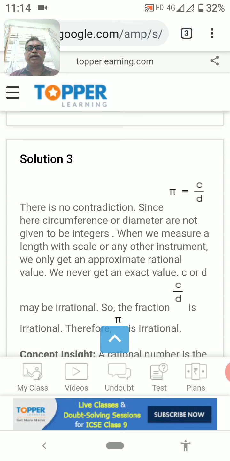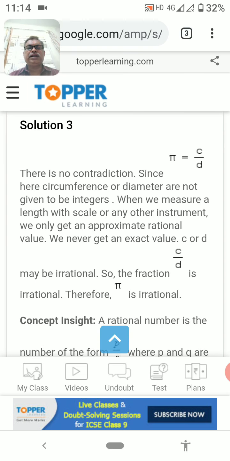Some students might have the doubt whether pi is rational or irrational, because pi is the ratio of circumference and diameter. So pi can be expressed as c by d. Many students will say, sir, it is in the form of p by q. So why is it not rational?